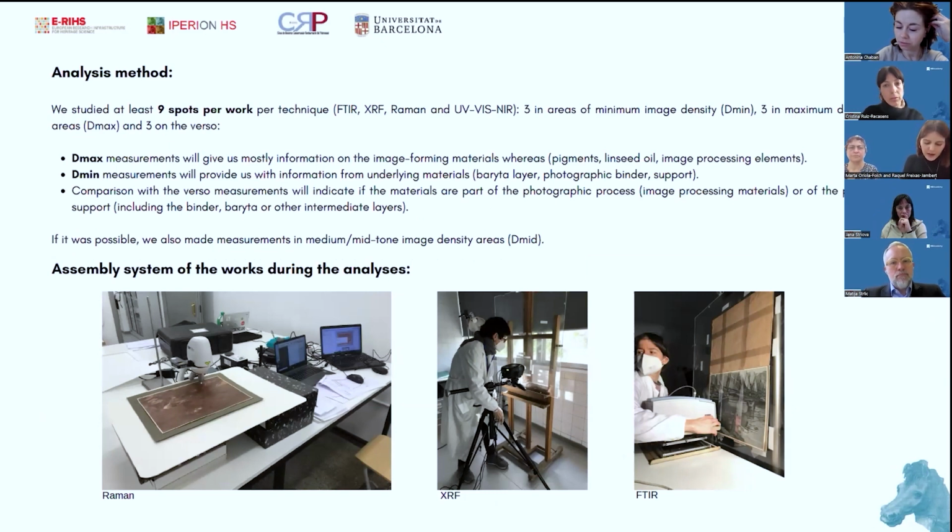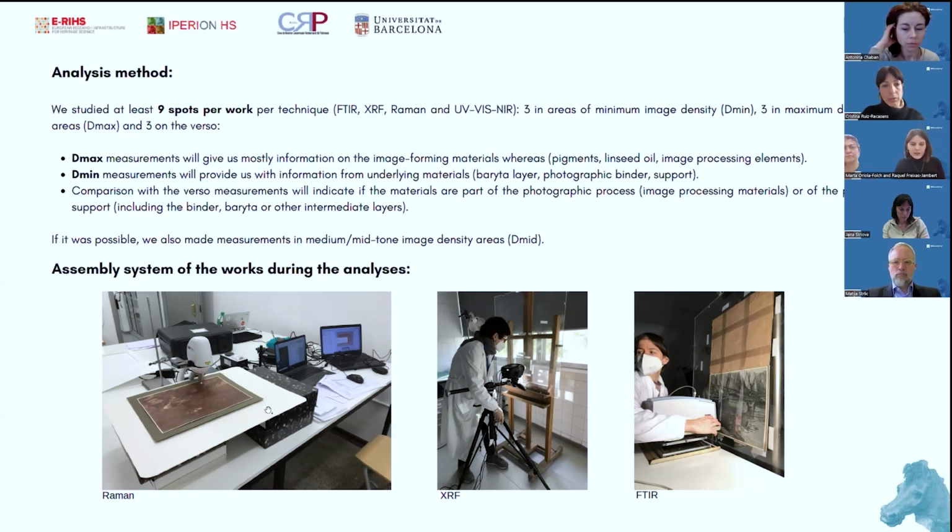The IMAX measurements will give us mostly information on the image forming materials, such as pigments, linseed oil, or image processing elements. The main measurements will provide us with information from underlying materials like the varietal layer, photographic binder, or the support. Comparison with the verso measurements will indicate if the materials are part of the photographic process, so if they are image processing materials or are part of the support, including the binder, the varietal layer, or other intermediate layers. If it was possible, we also made measurements in the medium image density areas.